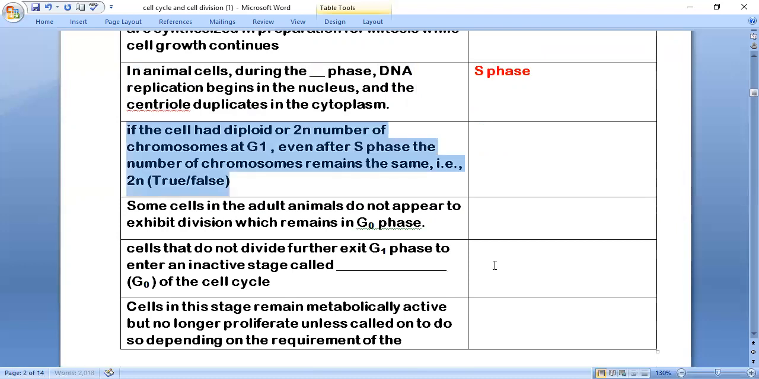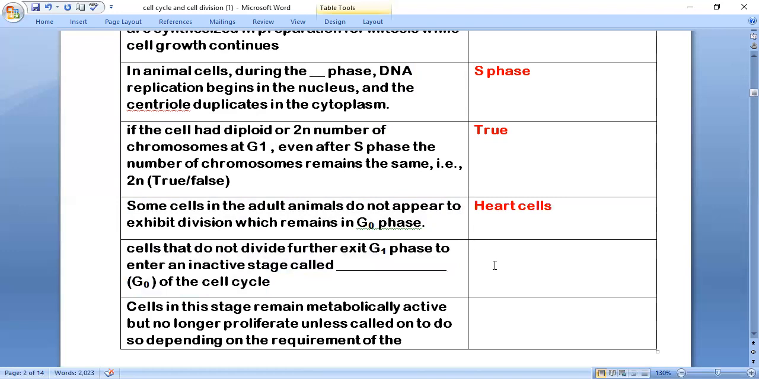If the cell had diploid or 2n number of chromosomes at G1, even after S phase the number of chromosomes remains the same, that is 2n. True or false? True. Some cells in adult animals do not appear to exhibit division and remain in G0 phase. What are these cells? Heart cells.